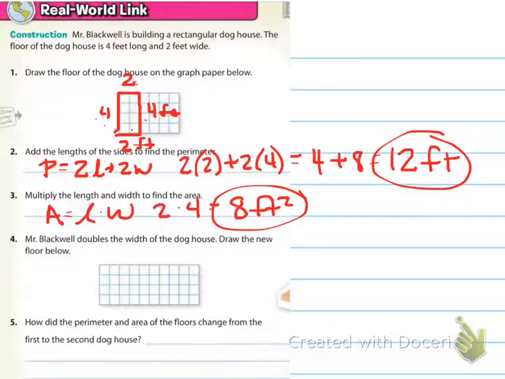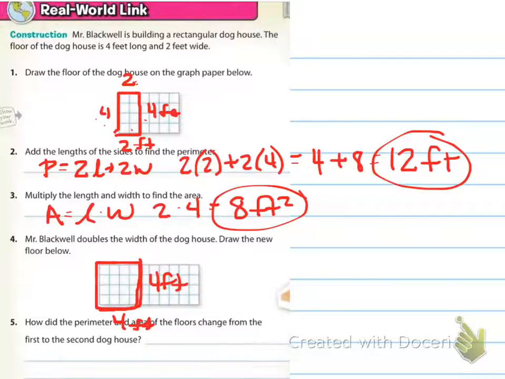Then Mr. Blackwell doubles the width of the doghouse. Originally it was 2 feet, but now he said, okay, I'm going to make it 4 feet, and he's leaving the length alone. So we're going to double the bottom, and now we've got 4 feet on the bottom, and 4 feet is the length. Now it says, how did the perimeter and area of the floors change from the first to the second doghouse?